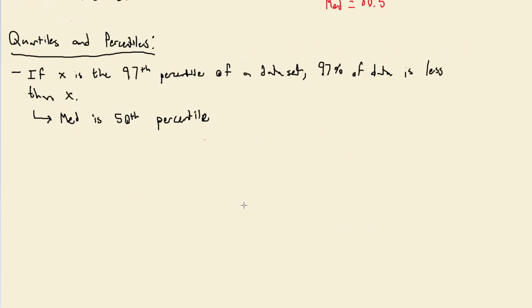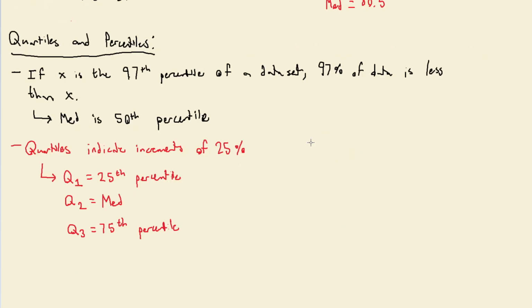And a quartile tells us increments of 25%. So, for example, the first quartile is going to tell us the 25th percentile of a data set, or that data point where 25% of the data in the data set lies below that point. The second quartile will tell you the 50th percentile of the data set. That's just equal to the median. And the third quartile will tell you the 75th percentile, wherein 75% of the data will lie below that third quartile, or Q3.